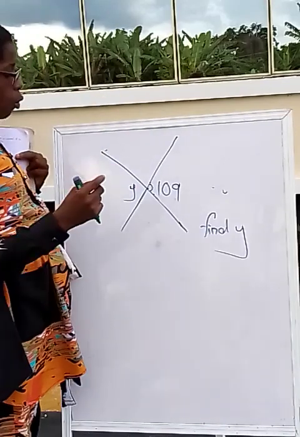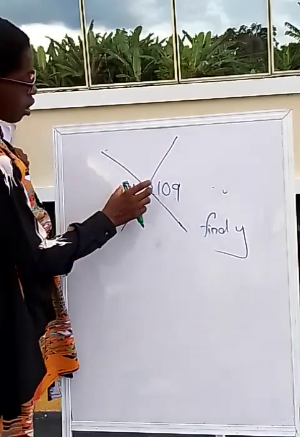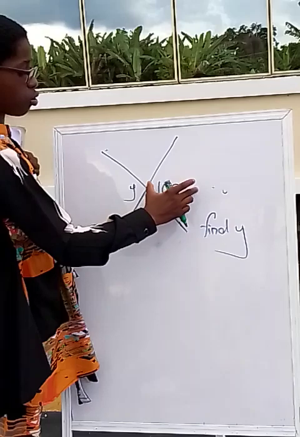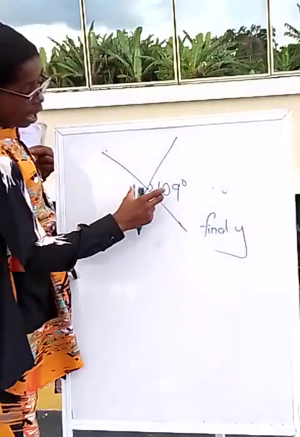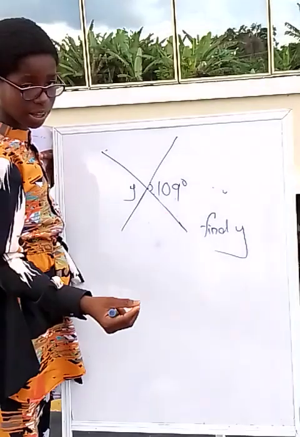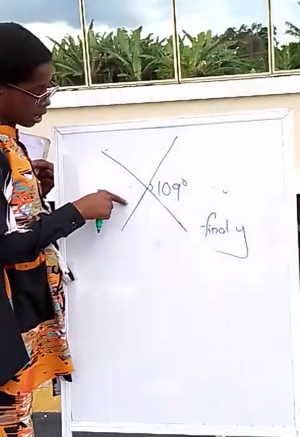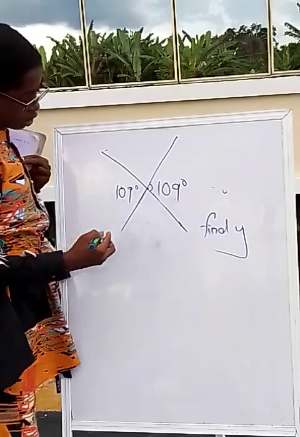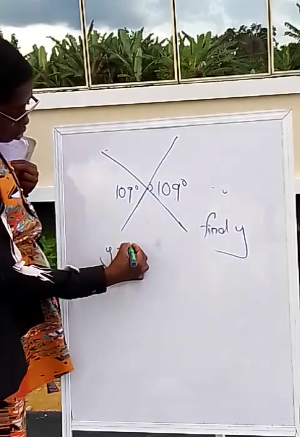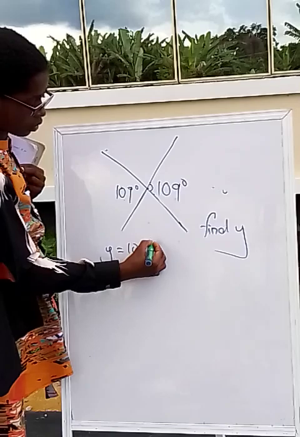Now to find our y, we've made it simple. Why? Because y is vertically opposite to 109, and vertically opposite angles are equal. So automatically our y will also be 109 degrees. Y equals 109 degrees. Now let's continue.